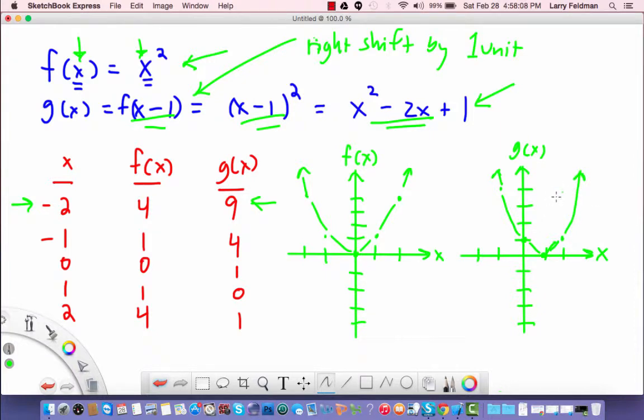and extrapolating a little bit, we can see that g of x is simply a shifted version of f of x by 1 unit to the right. So let's move on to the last transformation, which is vertical shifts.